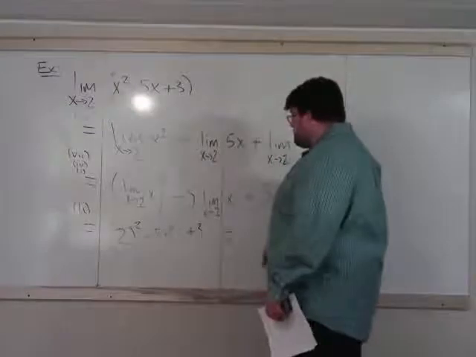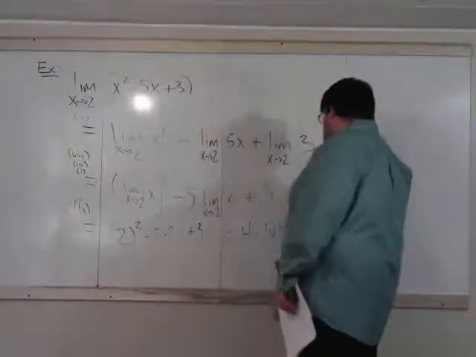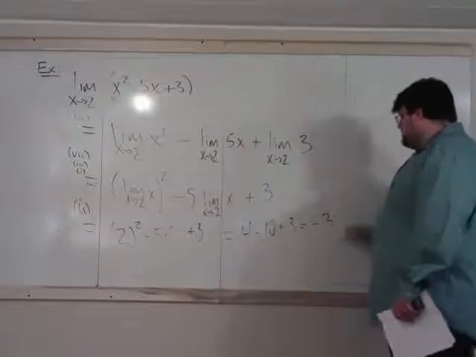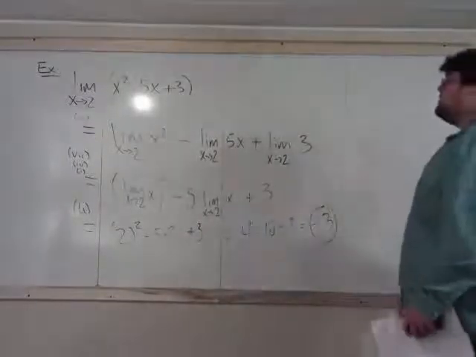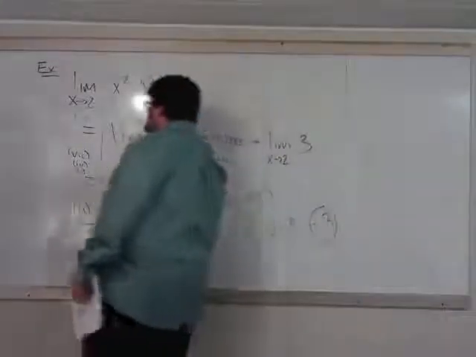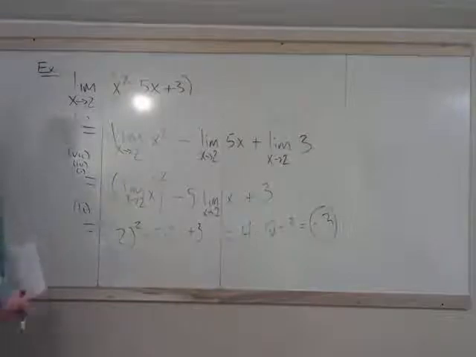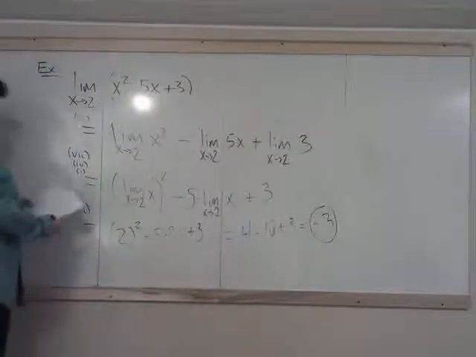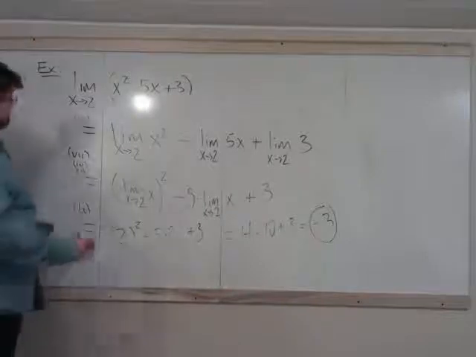Well, now you just have to combine these numbers. 4, negative 10, and 3. So that gives you negative 3. So here we used several limit laws to split this polynomial up. Well, to split the limit of this polynomial into more limits. And yes, that is the number I have in my notes.